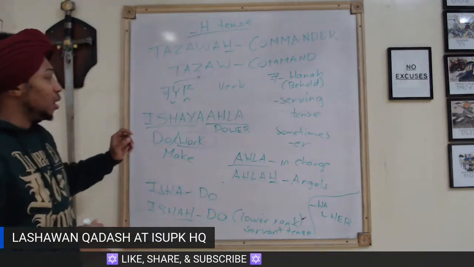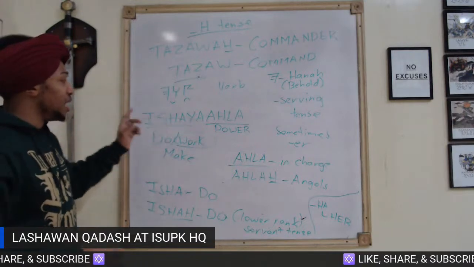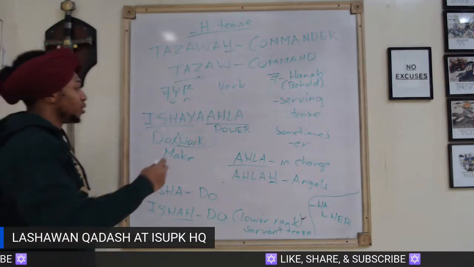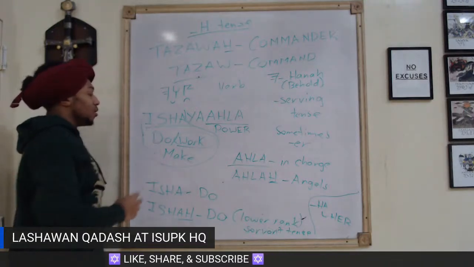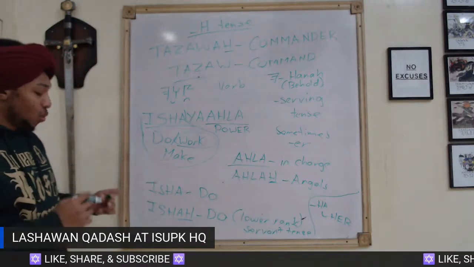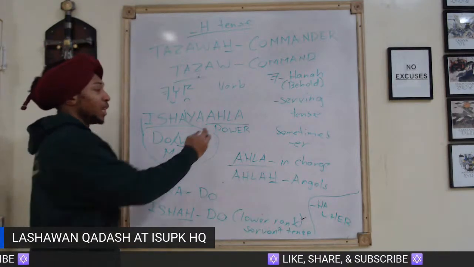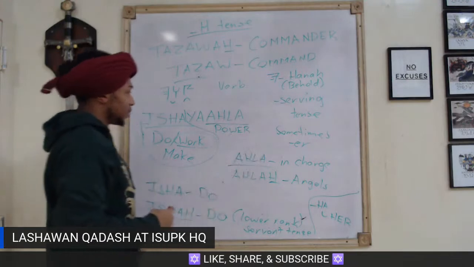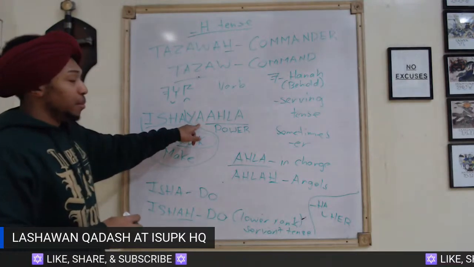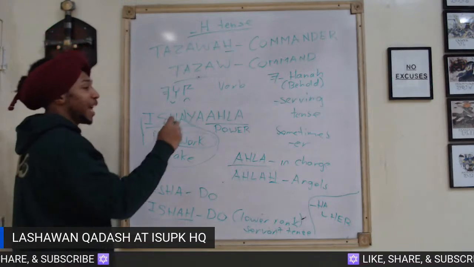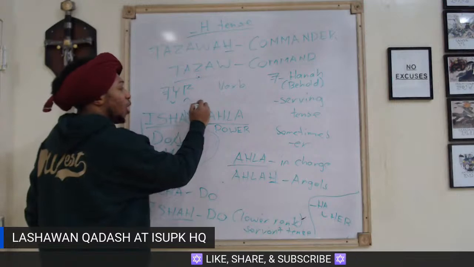Even in the brother's name right here, new trooper Aisha Ya'ala, we were breaking down his name. Aisha is a word which means do or make. Do, make, work. We got the word Allah for power. When you see Yah in the middle of a name, it's often seen as being used as of.